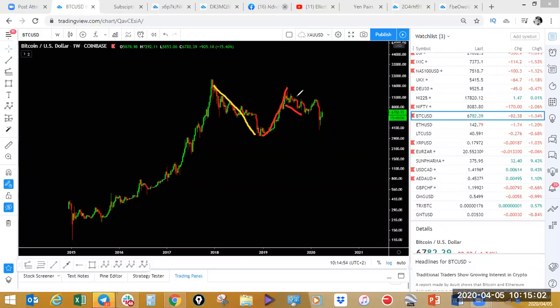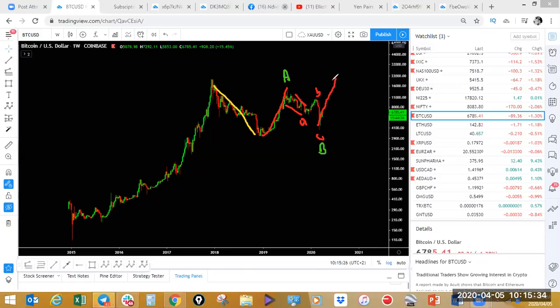We're looking at this as a leading diagonal in wave A, a pullback in B, and then a C, impulsive wave C. Right, so what we have here is a bigger structure, which we're going to call A here. Let's label it in green, A, and then a B here. Is this going to go now all the way to retest the previous high here to complete this move here in red? Let's get the red color here. This is the structure that we're possibly looking at on Bitcoin.